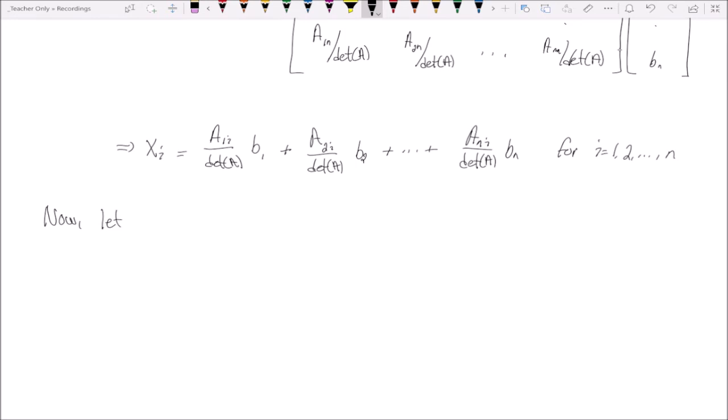What we're going to do now is let A sub i equal the coefficient matrix where the ith column is replaced by vector B. So we get A11, A12, A1,i minus 1, B1, A1,i plus 1, up to A1n. And do the same thing for each row.